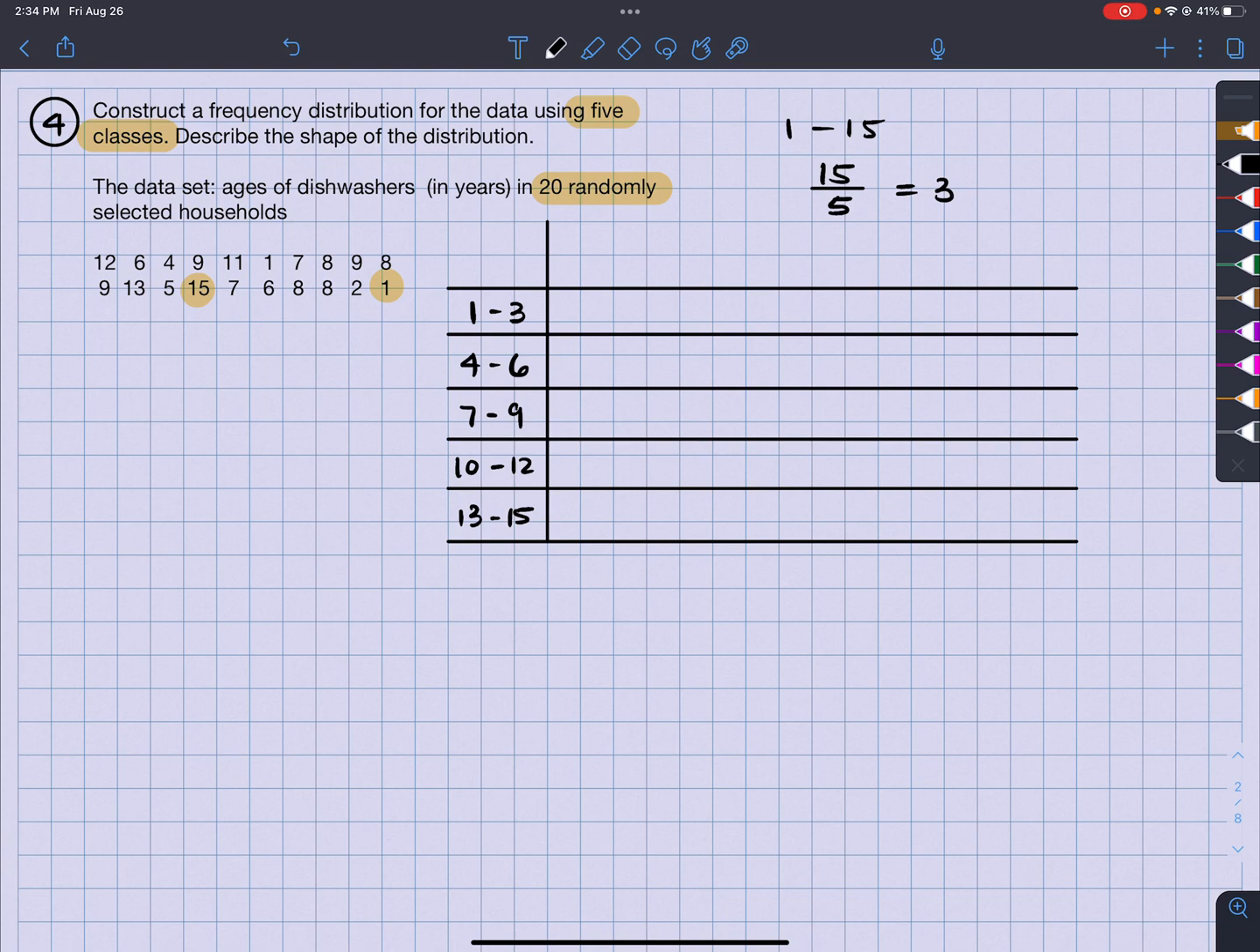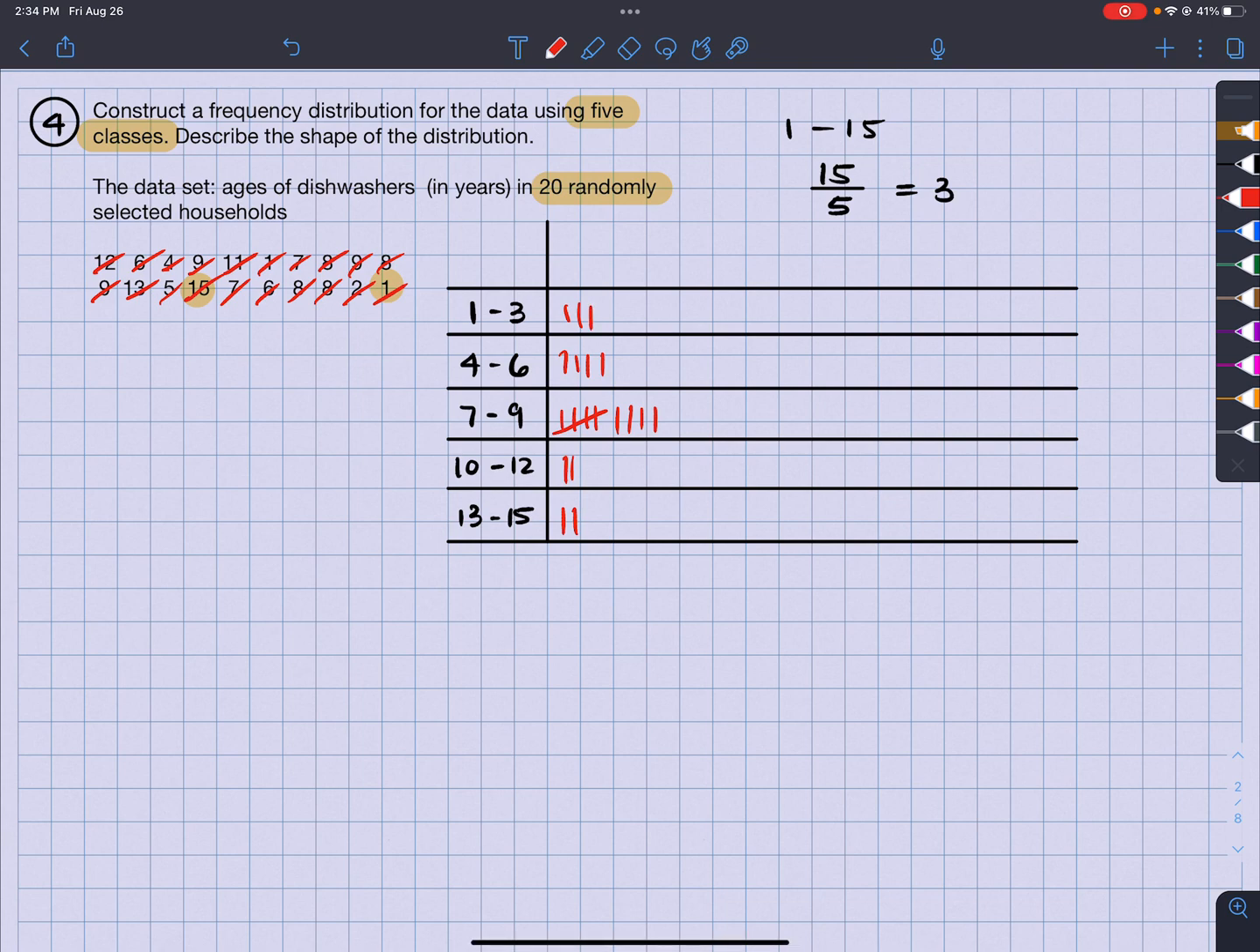From there, I get to tally up what my frequencies are. So let me go ahead and tally. 12 is in here. 6 is in here. 4, 9, 11, 1, 7, 8, 9, 8, 9, 13, 5, 15, 7, 6, 8, 8, 2, and 1.